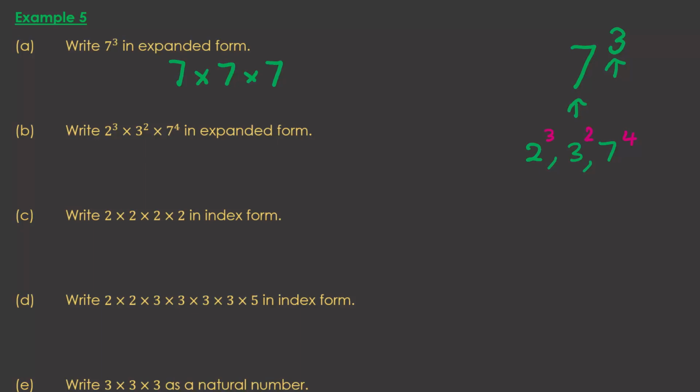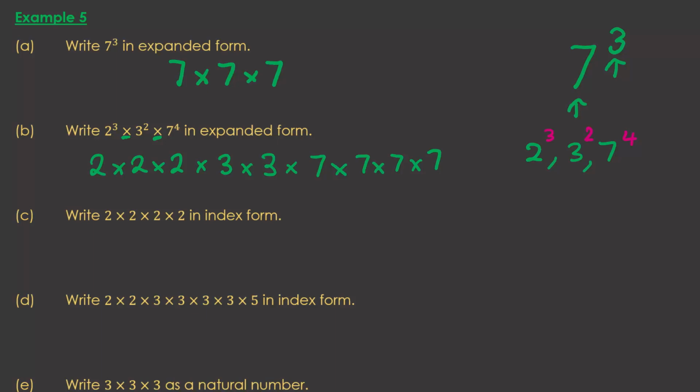So 2 to the power 3 is 2 times 2 times 2. Then we have a multiplication sign, and then we have 3 squared, which means we need to write down 3 times 3. Then we have a multiplication sign, and then we have to put 7 to the 4, which means we repeat 7 4 times.